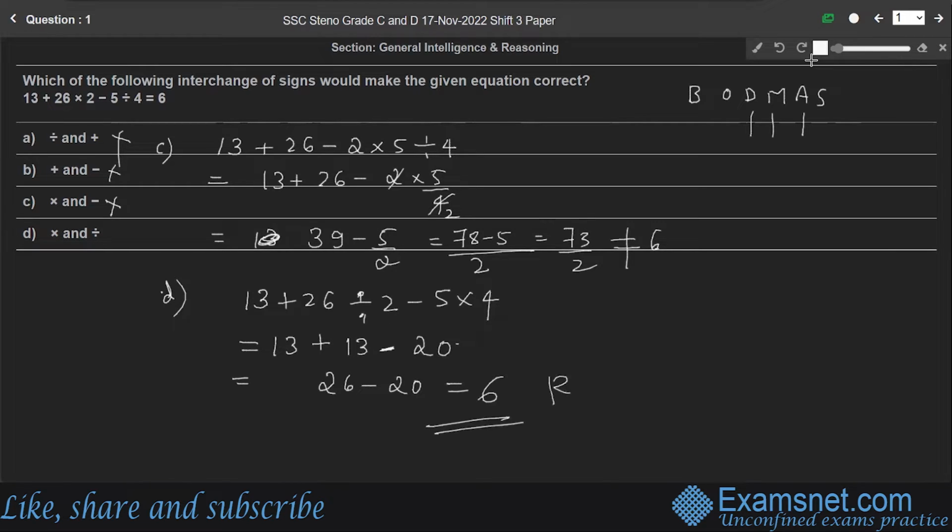Which is nothing but the right hand side of the given equation. Therefore, option D balances the given equation. If we interchange into and division signs, the given equation becomes perfectly correct. Option D is the right answer.